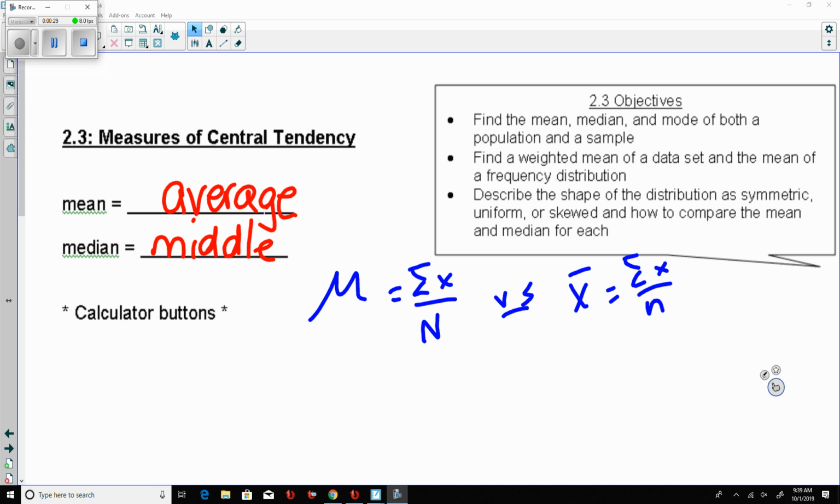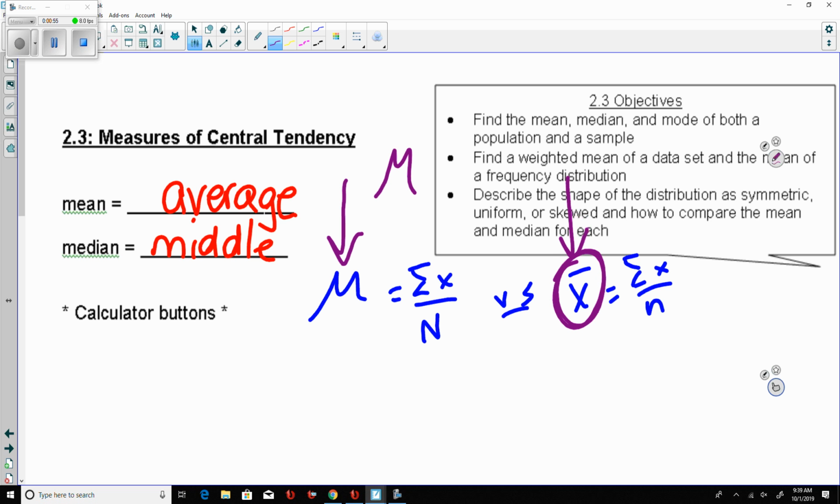The key thing here is we have two different means. We have this one here and this one here. So this is a mu. We call that a mu. Okay, it's a Greek letter for M. So mu, it's almost like a U, but we call it a mu. So mu is mean. Okay, X bar, which is this one here, that is also the mean.